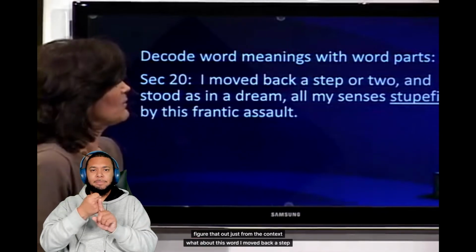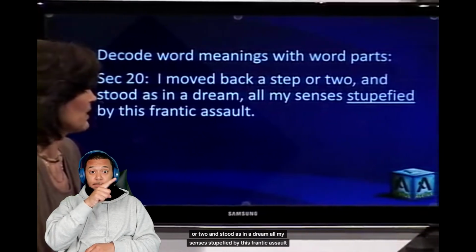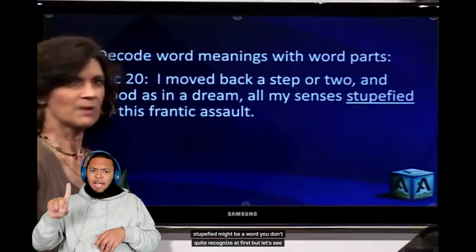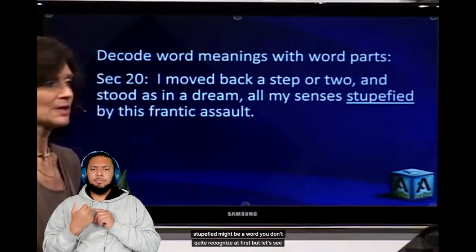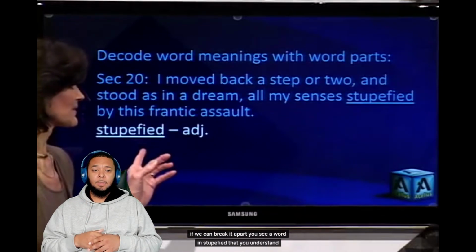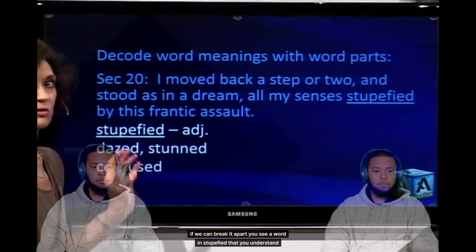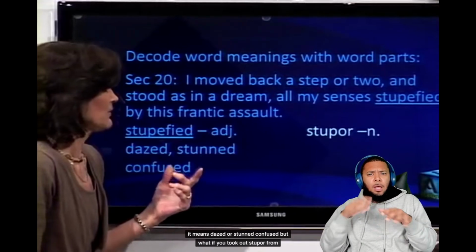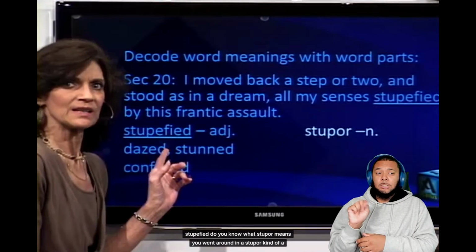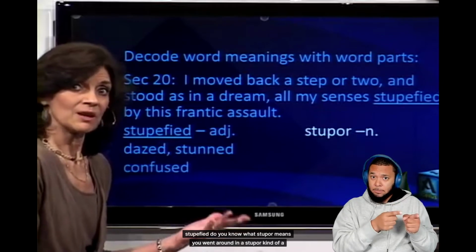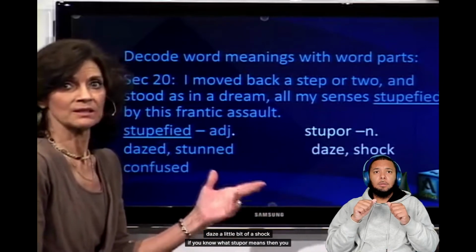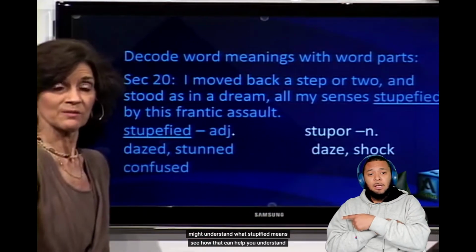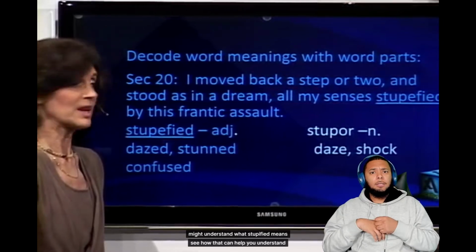What about this word? "I moved back a step or two and stood as in a dream, all my senses stupefied by this frantic assault." Stupefied might be a word you don't quite recognize at first, but let's see if we can break it apart. You see a word in stupefied that you understand? It means dazed or stunned, confused, but what if you took out stupor from stupefied? Do you know what stupor means? You went around in a stupor, kind of a daze, a little bit of a shock. And if you know what stupor means, then you might understand what stupefied means. See how that can help you understand that word?